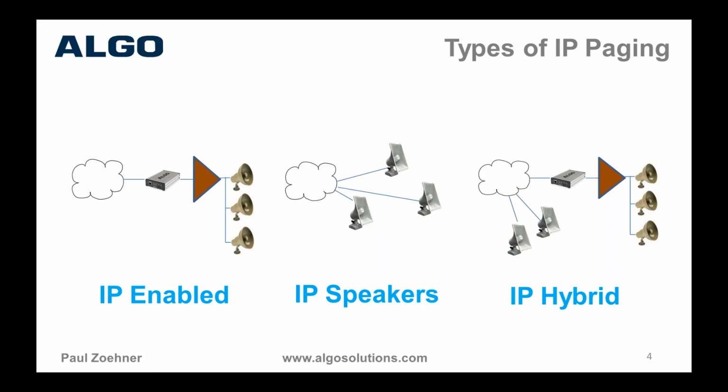And on the far right, you see what I call an IP hybrid solution, and this is really a combination of the both. It's very common to see a customer IP enable their legacy infrastructure, but when they're adding to the paging system it's typically done with IP speakers. So we can support all of these environments and mix and match. You can have a combination of existing infrastructure as well as new technology.